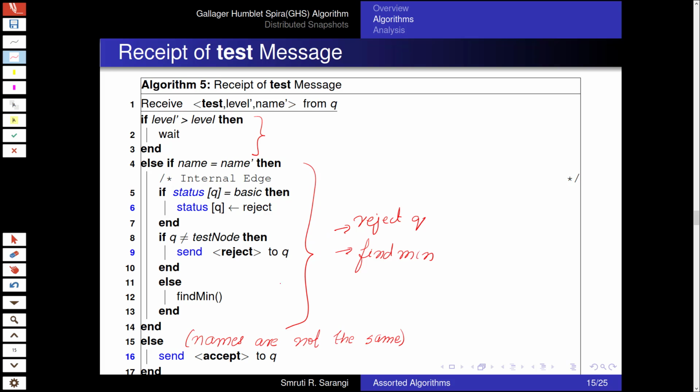then what I do is I send an accept message to Q because there is no reason why I should not. Alright? So there is absolutely no reason why I should not. And the thing is that number one, there is no issue with the less than or equality, and furthermore, it is the least weight edge between the two fragments.